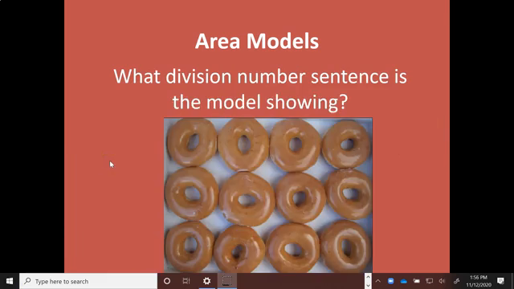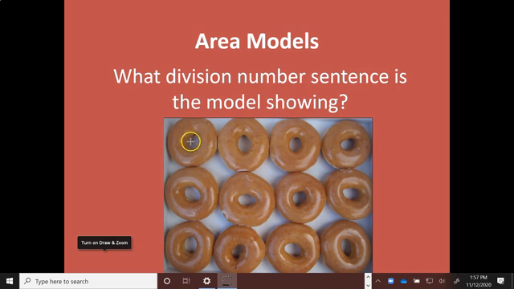Okay, here's the last slide I've got here. What division number sentence is the model showing? Please, for this one, do not make a mistake. Nailed it. Okay, first I want to know the total number of donuts. And I really got to concentrate because whenever I see donuts, my mouth starts to water, I get hungry, and I really have the urge to go get donuts. But let me just count quickly.